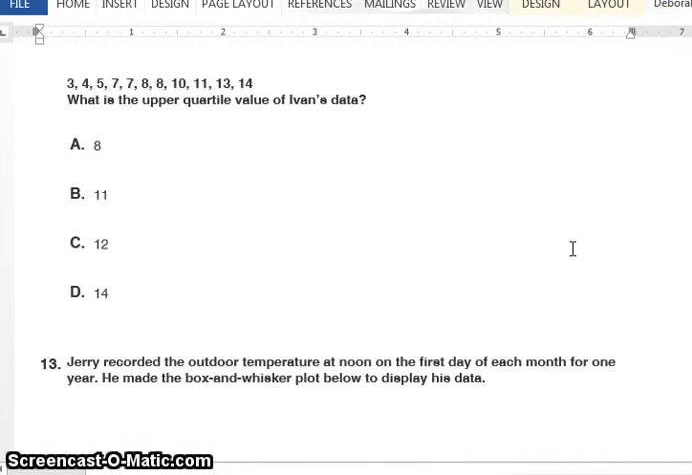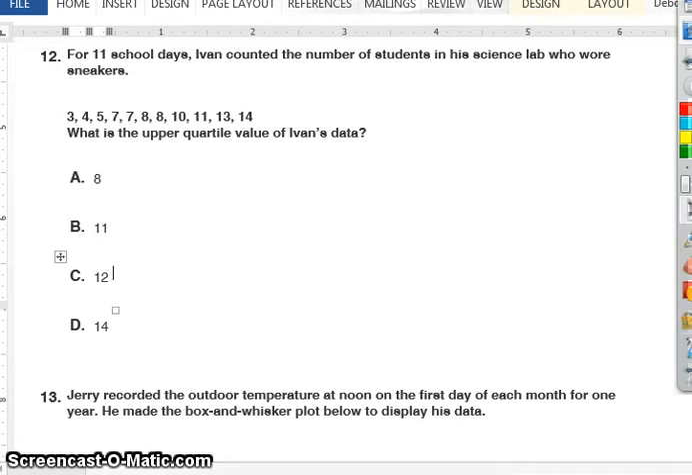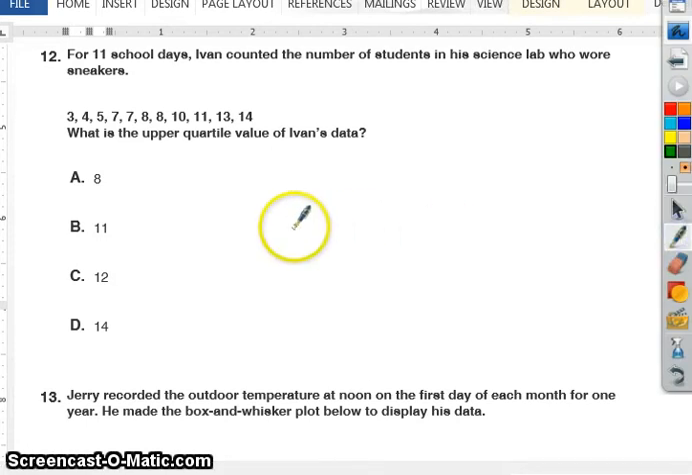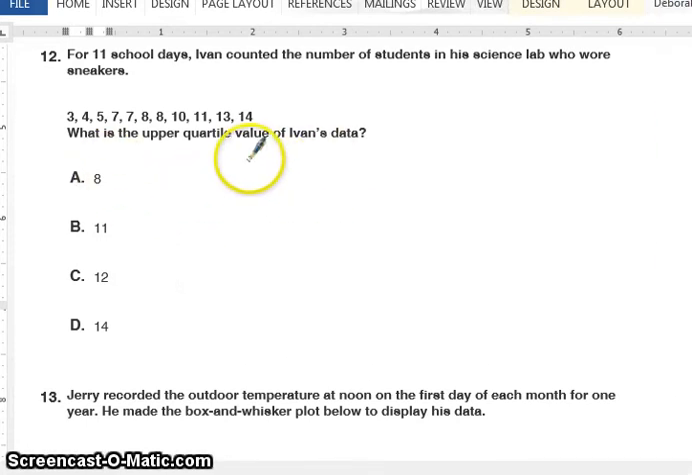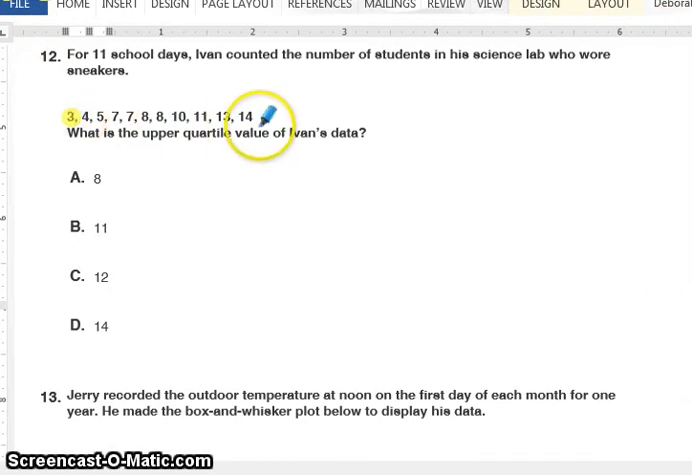For 11 school days, Ivan counted. What did Ivan count? Ivan counted the number of students in his science lab who wore sneakers. What is the upper quartile value of Ivan's data? So it looks like these are all in order from least to greatest, so that's kind of nice that they did that for us. So looking for the upper quartile, first you got to find the median.